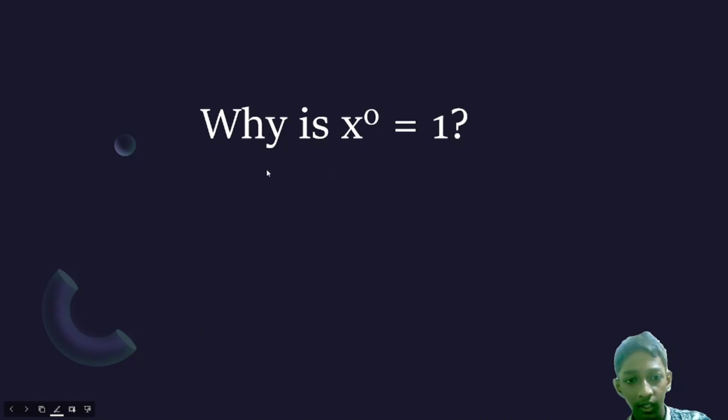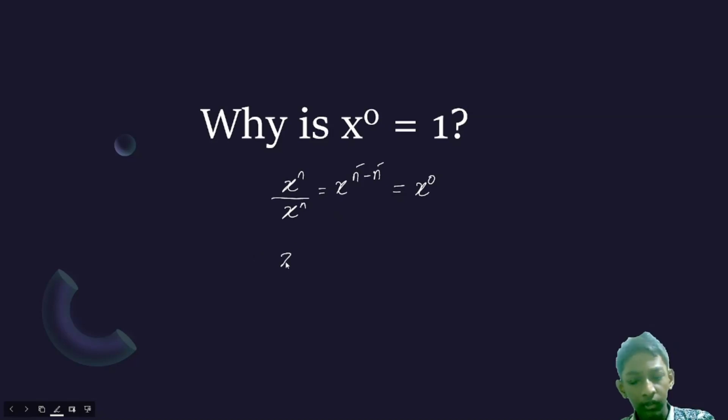Let's find out. x raised to the power of 0 can be written as x raised to the power of n divided by x raised to the power of n. This is equal to x raised to the power of n minus n. Any number subtracted by itself is 0, so this will be x raised to the power of 0.